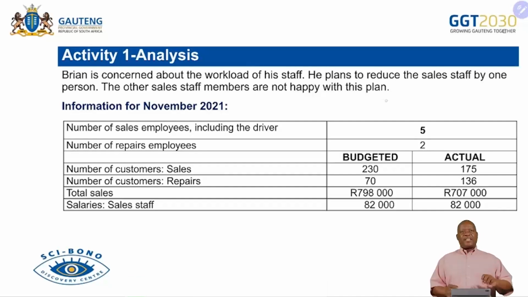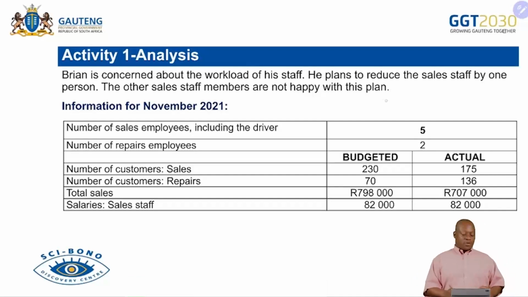We are budgeting to have sales of about 798,000. Are we achieving our budget? No. Our sales are only 707. What does that mean? It means the guys in sales are failing to attain the targets. And because of that, whatever we are paying them for, they are not really doing it. Are we justified taking one off? I'm not saying anything, but please take note.